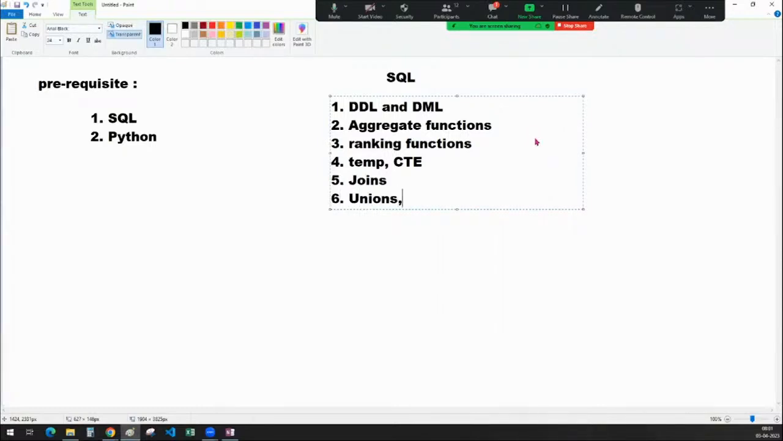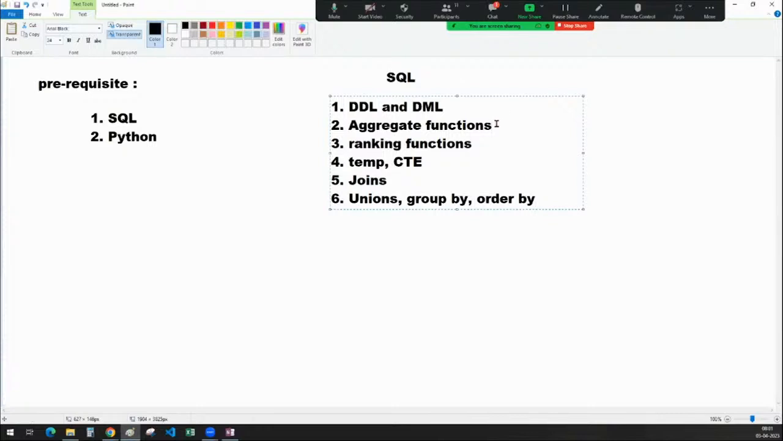Unions, group by, order by. Okay, group by, order by. I think this is it. If you are just coming up, if you are focusing on these things, that is enough.